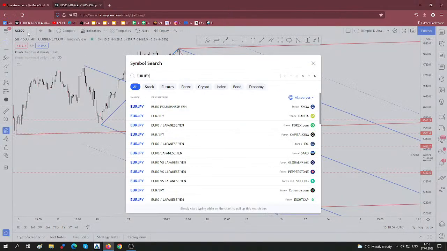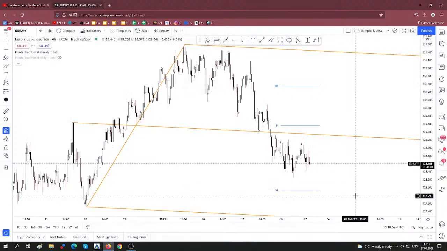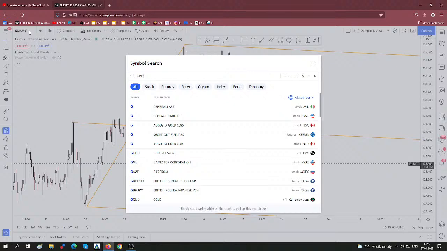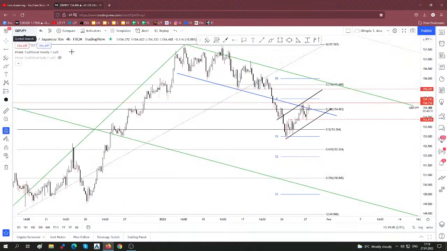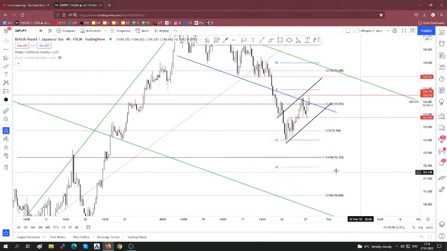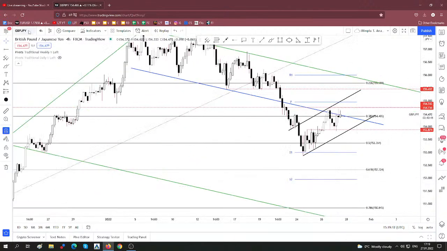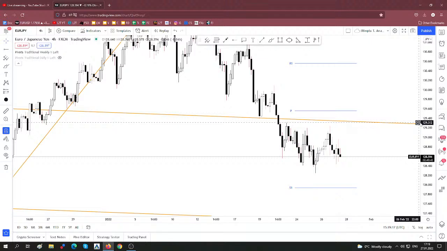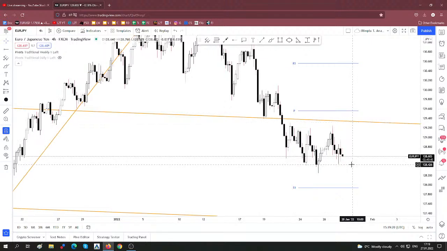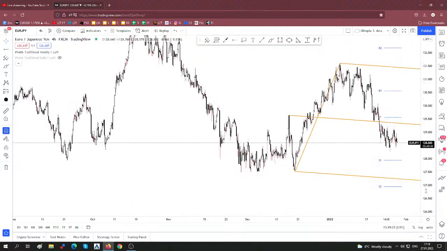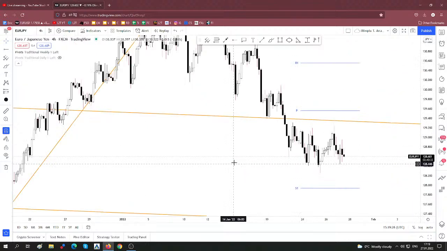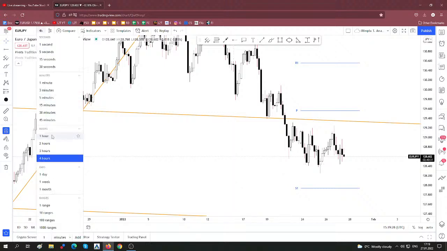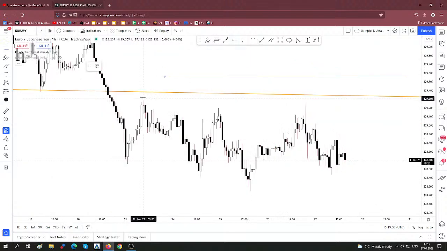Euro Japanese yen. Let's take a look, guys. Yeah, the pressure is still high. Let's take a look again at the British pound Japanese yen. I've told you that this market is at resistance. Euro Japanese yen, let's take a look on the 1 hour. So we have this extended range sideways movement here. I don't like it too much.